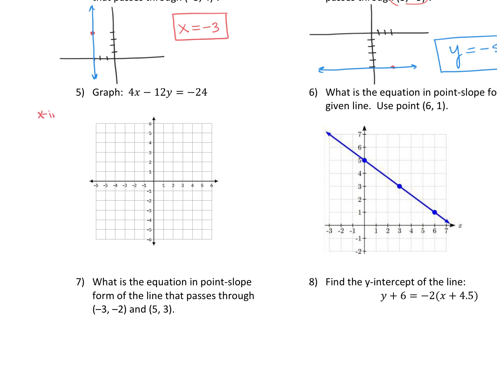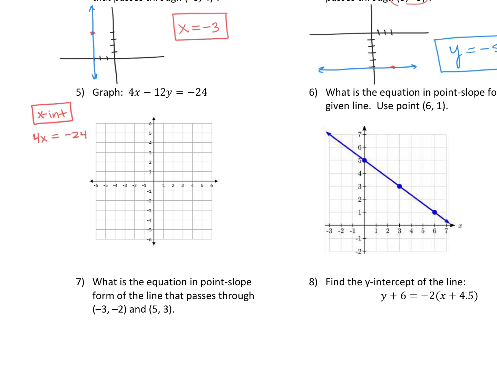So our x-intercept, let's find that first. That's going to be where our line crosses the x-axis. The x-intercept we find by plugging in a 0 for the y. So I'm going to say 4x, and if I plug in a 0 for this y, negative 12 times 0 is 0, so this whole term cancels out, leaving us with just our equals negative 24. So I'm just going to jump to equals negative 24.